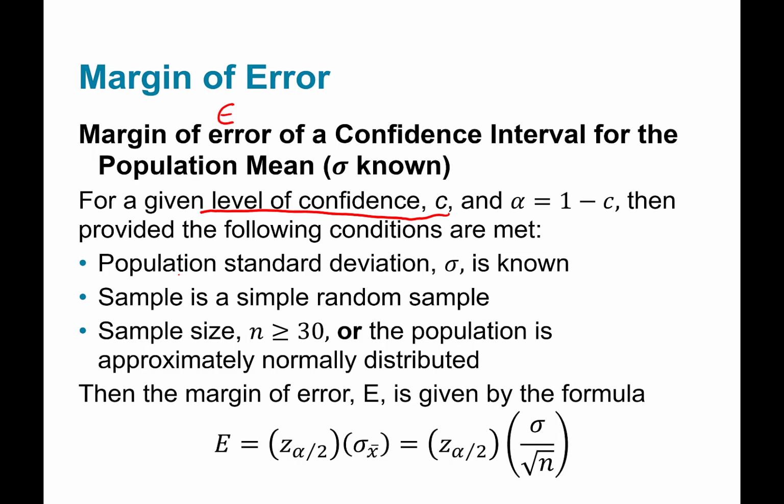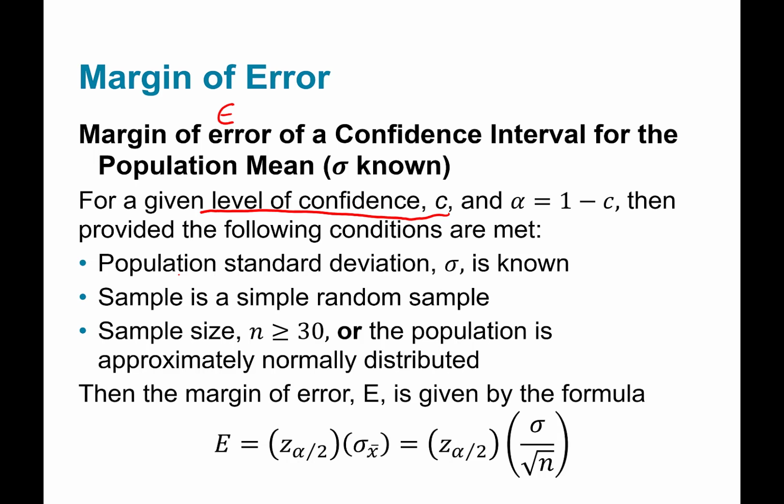We're going to assume we have a simple random sample. If you're using other sampling techniques, you end up with different formulas for this margin of error, and it gets a little tricky. We're always going to assume we have a simple random sample for this class. Any other type of sampling is outside the scope of this class. It's something you do in an advanced statistics class. So we assume we know sigma, and we assume our sample is a simple random sample. And then the next one should look very familiar to you: either the sample size n is greater than or equal to 30, or the population is approximately normally distributed.